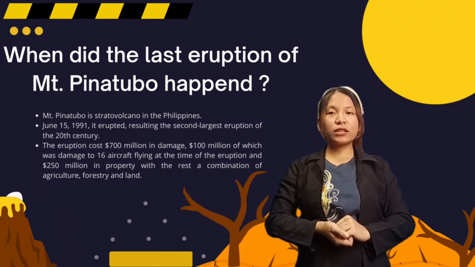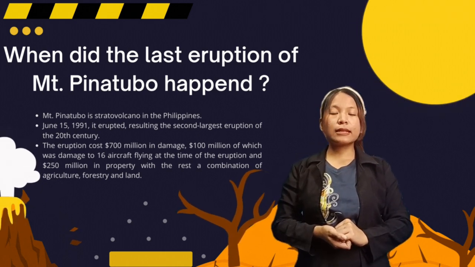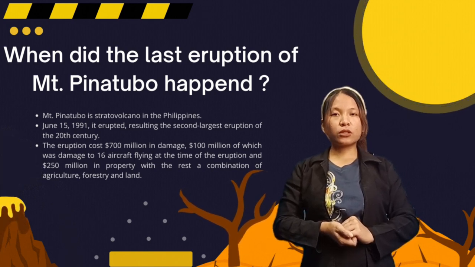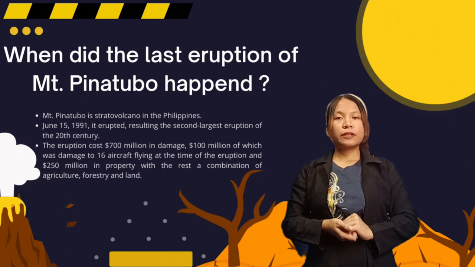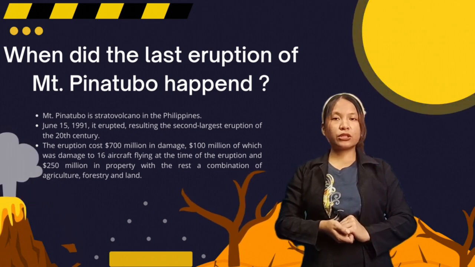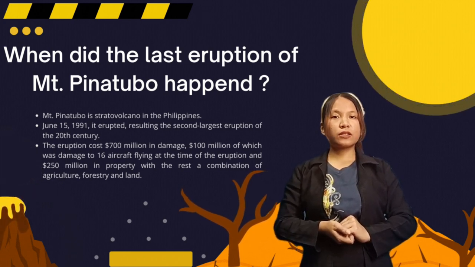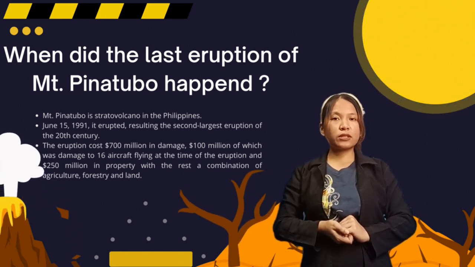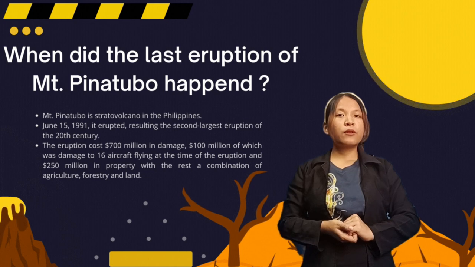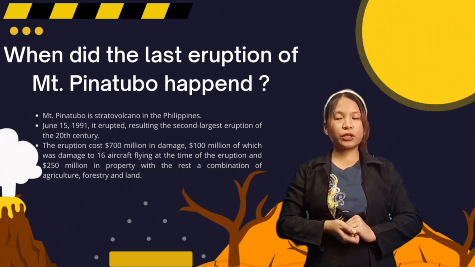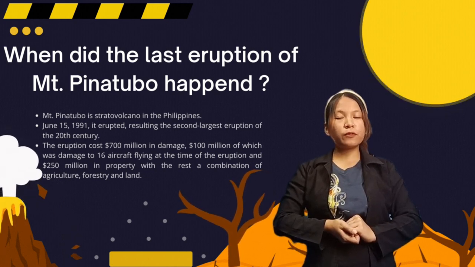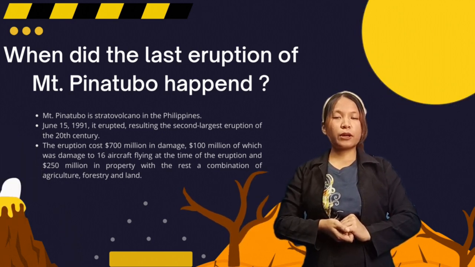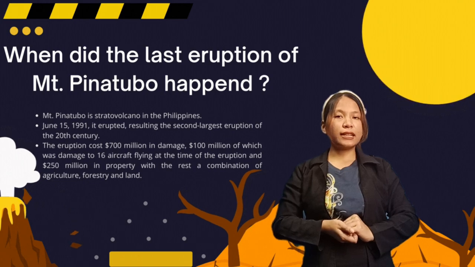Mount Pinatubo is a stratovolcano in the Philippines. On June 15, 1991, it erupted, resulting in the second largest eruption of the 20th century. The eruption caused 700 million in damage, 100 million of which was damage to 16 aircraft flying at the time of the eruption, and 250 million in property, with the rest a combination of agriculture, forestry, and land.